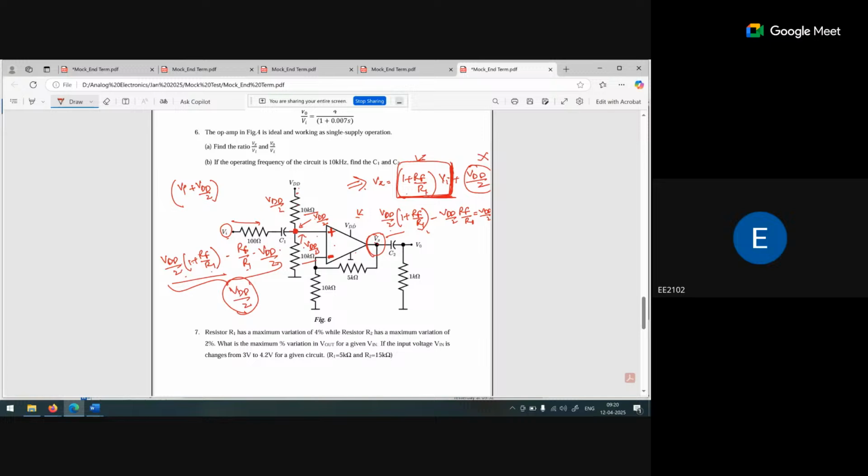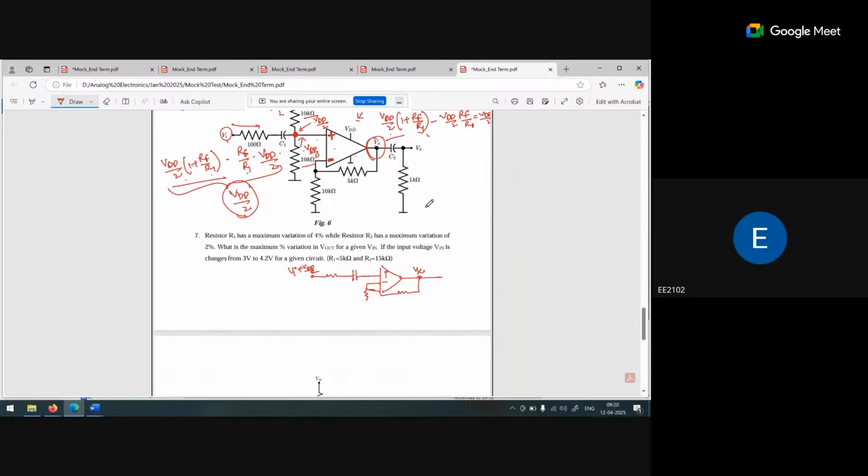Yes, sir. Okay, got it, sir. So now my circuit should be like that. If I apply a VI plus VDD by 2, that is the RC, again the operational amplifier, positive terminal, negative terminal, that is the resistance, Vx point.